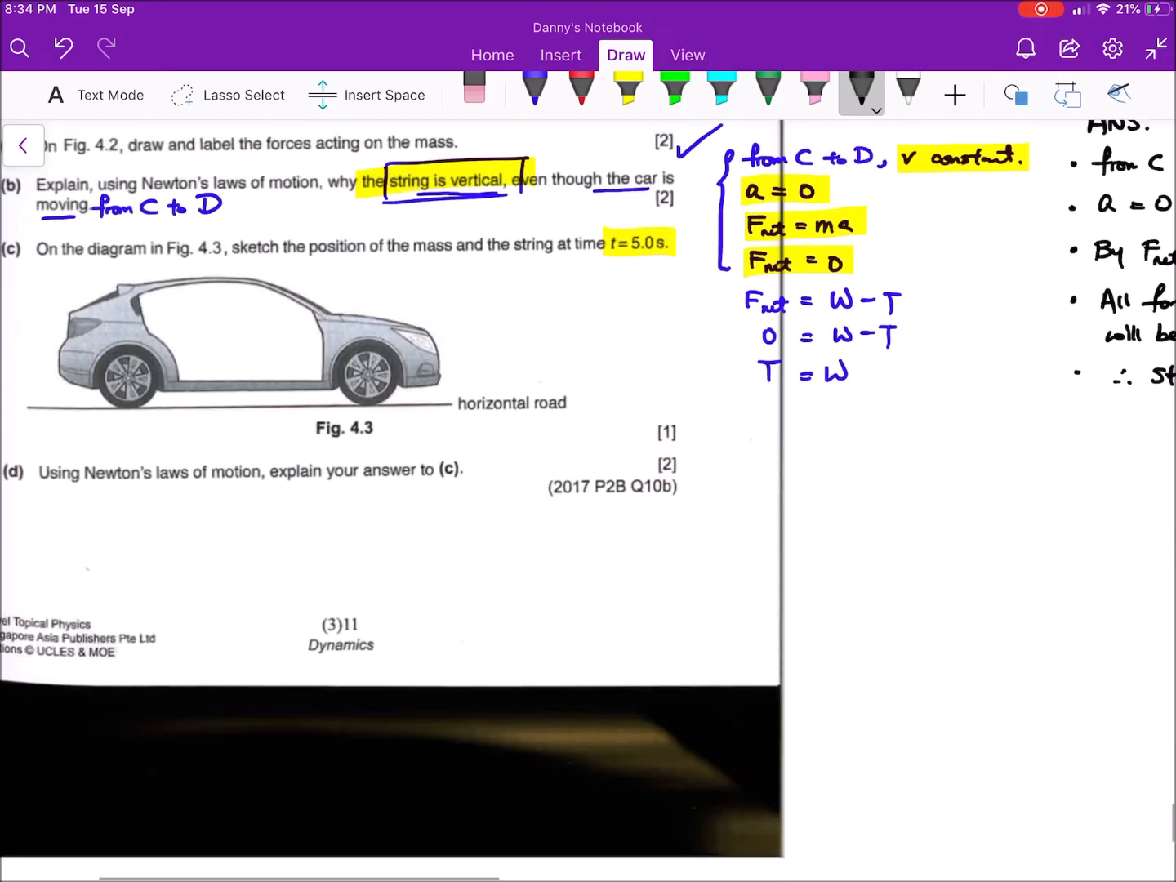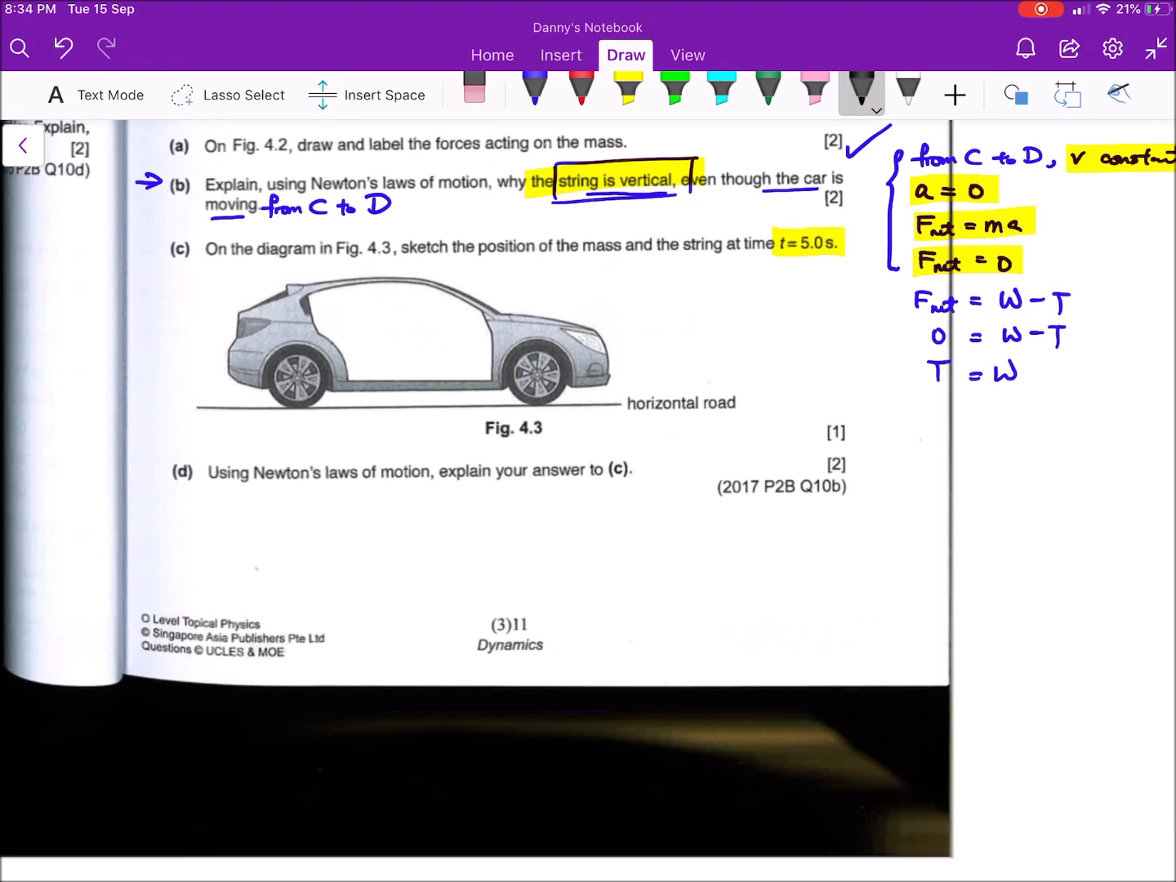Now, if you have acceleration, so now that here, you know that your a is actually 2 meters per second squared. This means that you will have a certain F net. Correct? F net is now more than zero. So because of that, if your car is accelerating forward and you have a pendulum bob over here that was stationary, due to the inertia of the pendulum bob, your bob will actually be at the back.